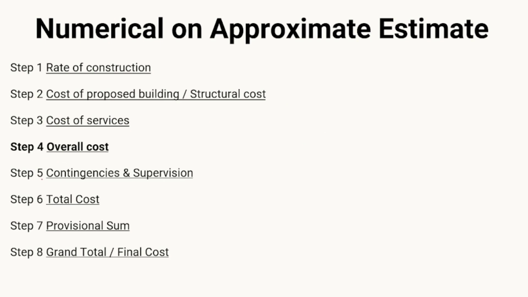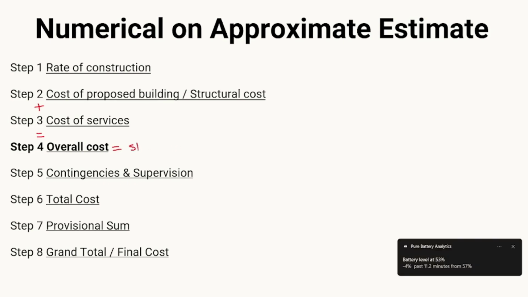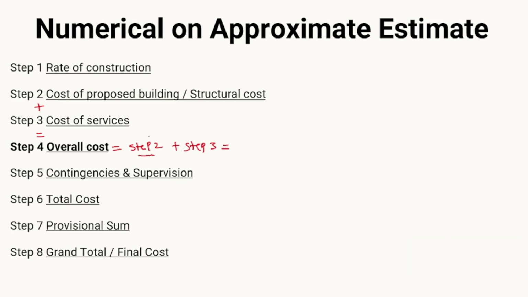Once we have calculated the cost of the services, next will be your overall cost. Overall cost is required for our step 5, that is the contingency and supervision. So overall cost will be the building cost plus the cost of the services. Overall cost equals step 2 plus step 3. This will give us the overall cost. Step 2 is your building cost and step 3 is your service cost. So building cost plus service cost will be your overall cost. This cost will be required for the step 5 calculation, that is the contingencies and supervision.